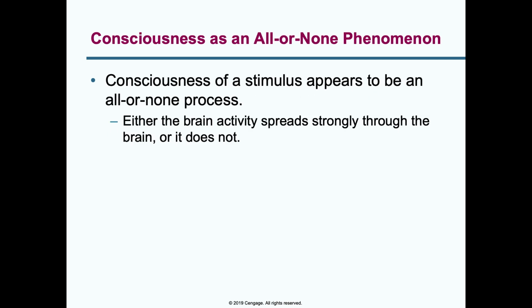Okay, all right. The idea that consciousness is all or none is a phenomenon that we agree with. Either the brain activity of those neurons spreads strongly through the brain, or it does not. And what that means is, I either saw something or I didn't. Let's say something flashed in front of me, if I was looking at a screen. You can't say I partly saw it or I sort of saw it. You would have to say I either saw it and was conscious of it, or I didn't see it at all. Okay, that's what this all or none phenomenon actually refers to.